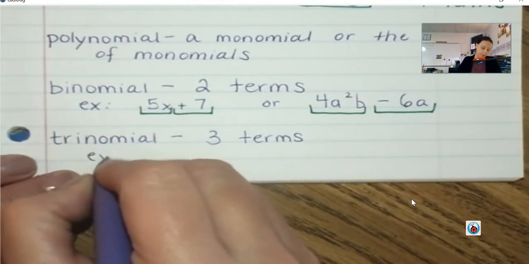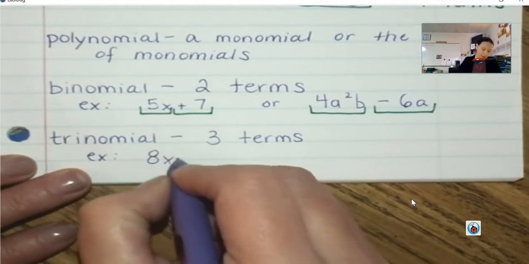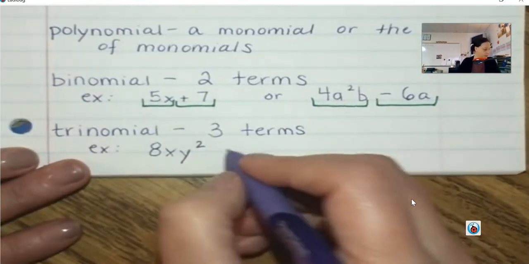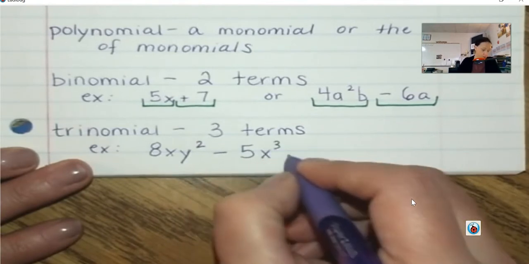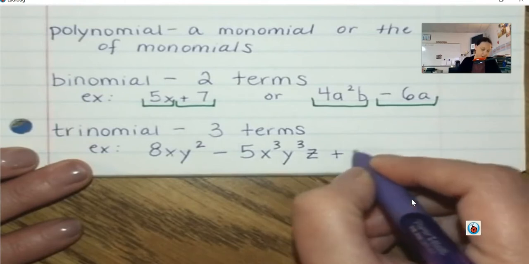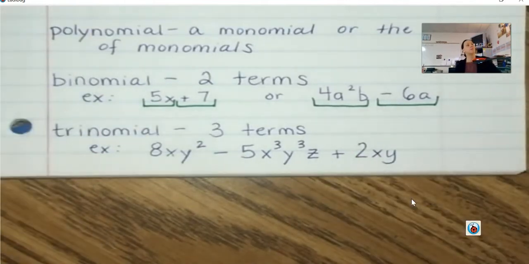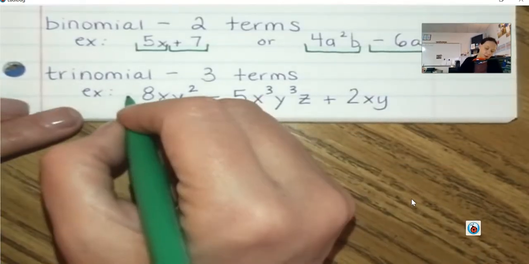Trinomial might be something like 8xy squared minus 5x cubed y cubed z plus 2xy. This is a trinomial because it has 3 terms.